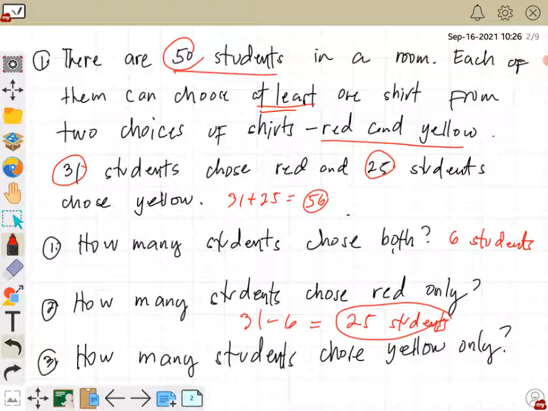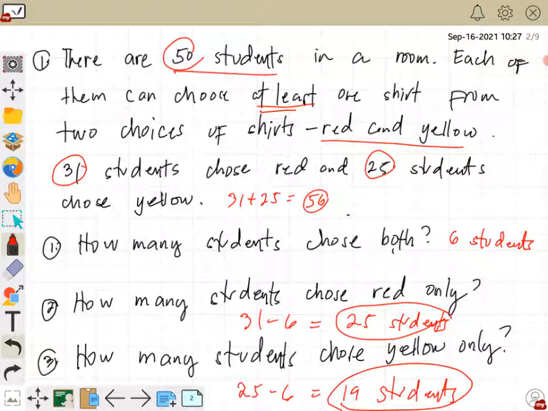How many students chose yellow only? The same with number 2. Since there are 25 students who chose yellow, then we know that 6 of those choose both. So that gives us 25 minus 6, that's 19 students chose yellow shirt only. Okay, so that is our first simple problem.